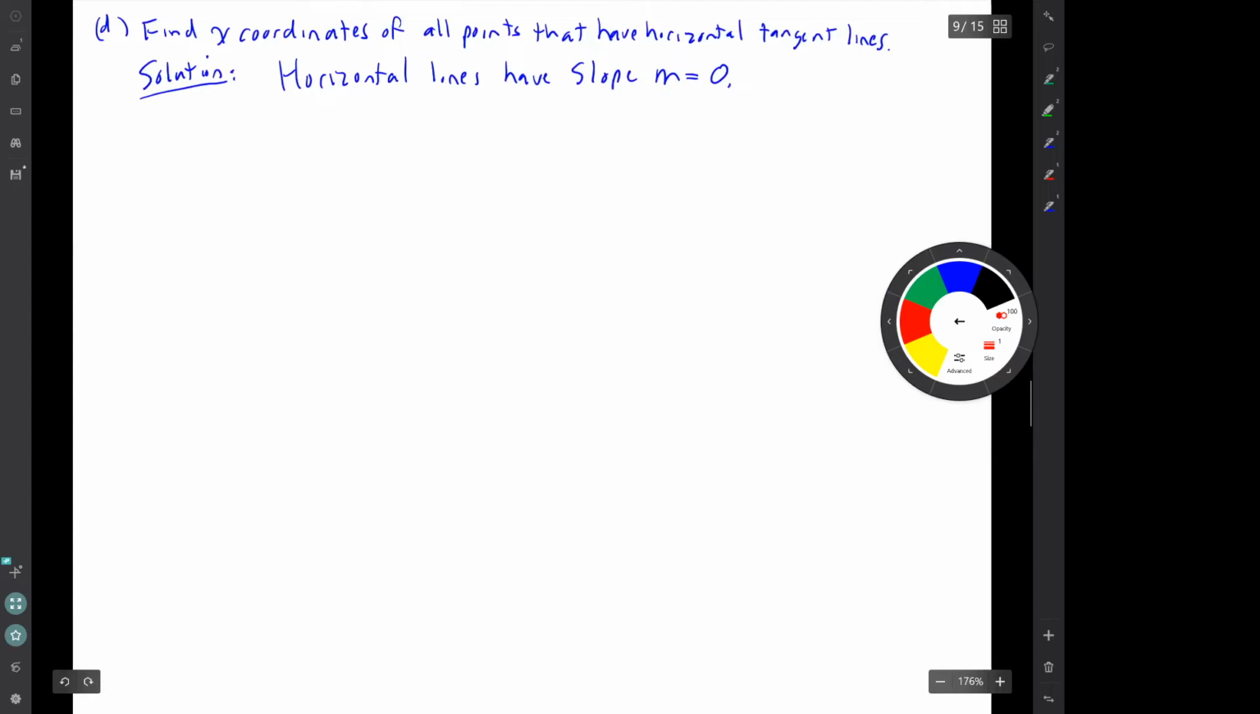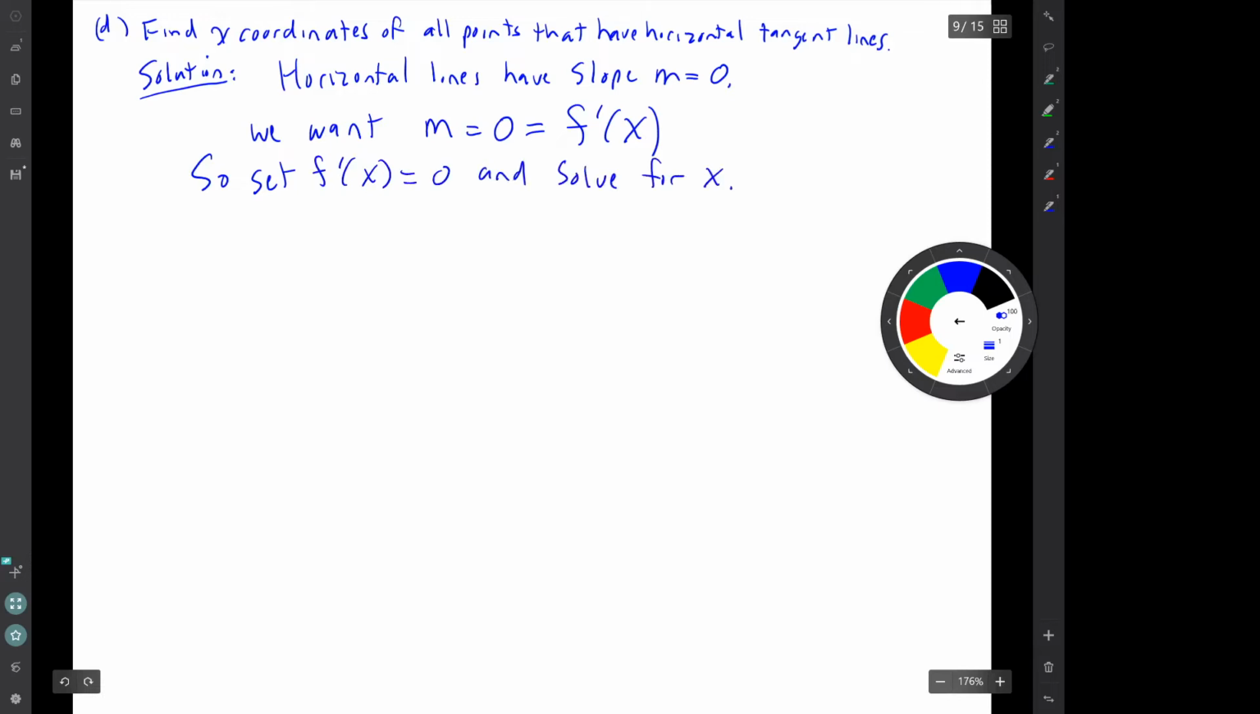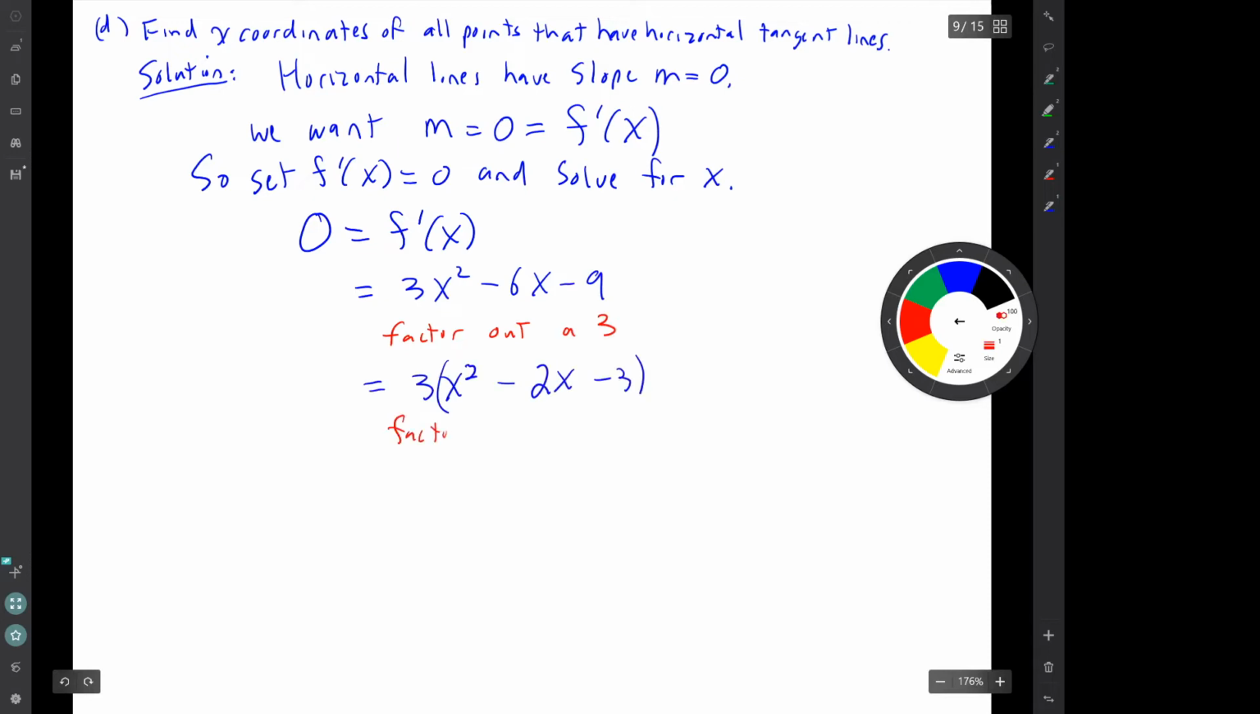So in this problem, we want the slope to be 0. So in other words, we want the value of the derivative to be 0. So we're going to set the derivative function equal to 0 and solve for x. I'm going to turn that around so that I can work down the right side. Now remember how to solve this kind of equation. We factor some more.